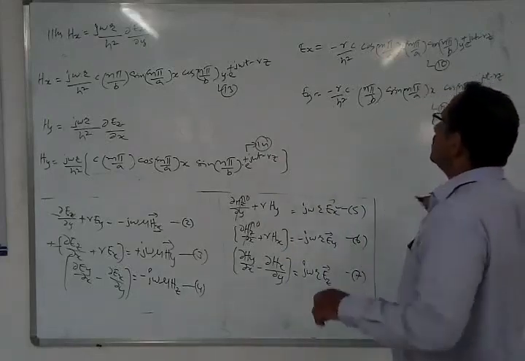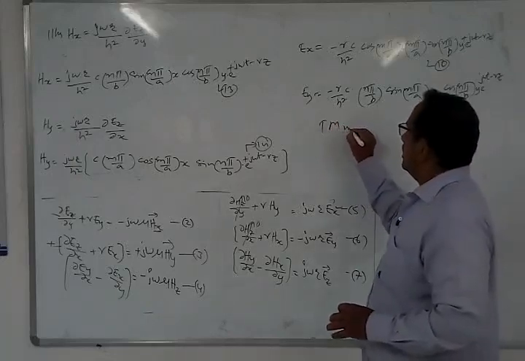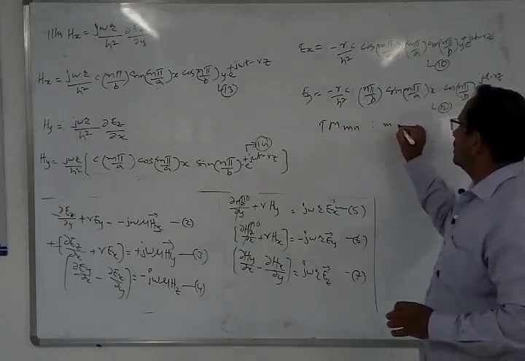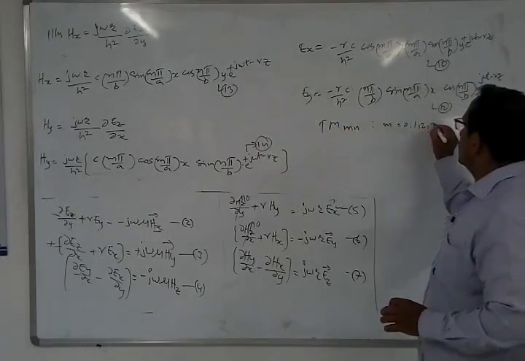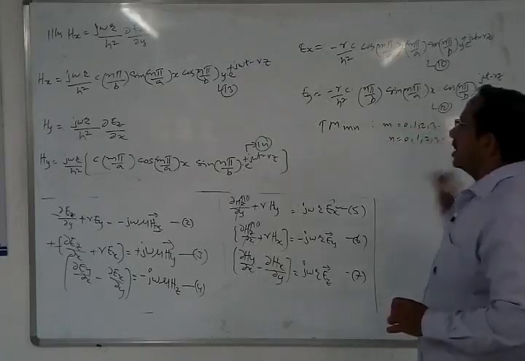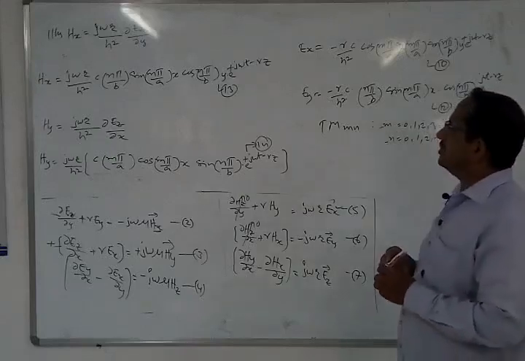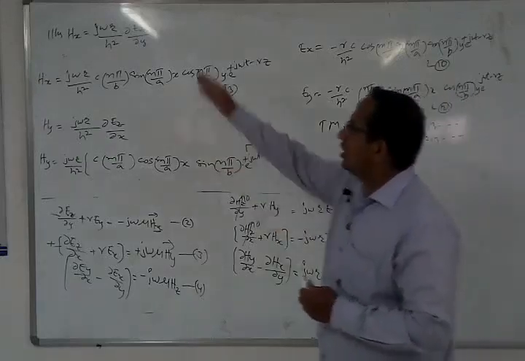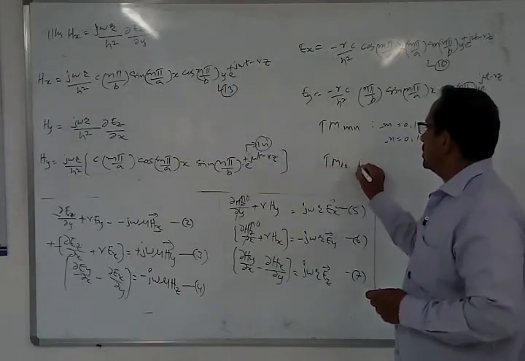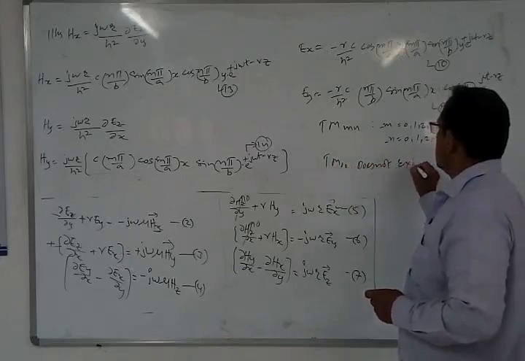Now let us look into which mode is going to exist, that means the TMmn mode. M is going to take values from 0, 1, 2, 3 and so on. N is also going to take values from 0, 1, 2, 3 and so on. Let us put m is equal to 0, n is equal to 0. Both of them we put 0, all the components are going to become equal to 0. So TM00 does not exist in the waveguide.